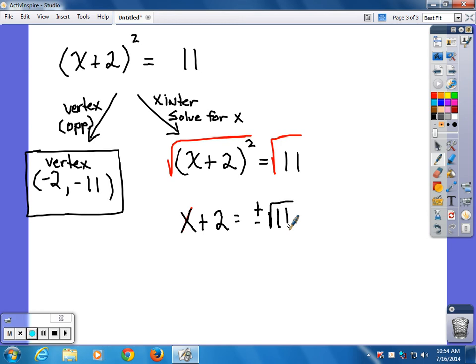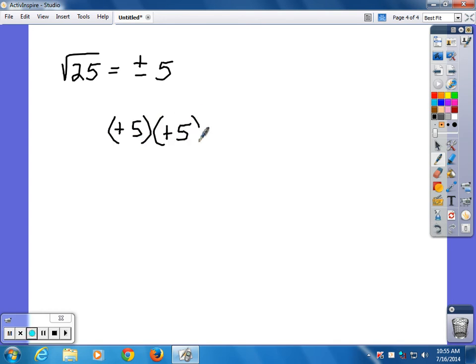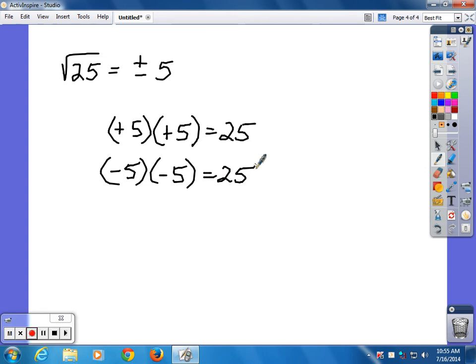Now, what I'm going to do is just go to another page. Okay, we're going to come back to that page. I'm going to tell you why. The square root of 25 is equal to positive or negative 5. The reason is because what is positive 5 times positive 5? 25. And what is negative 5 times negative 5? So the square root of 25 can either be positive 5 or it can be what? Negative 5. And that's why you get this right here.